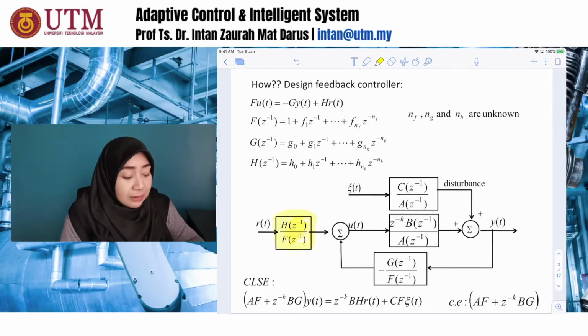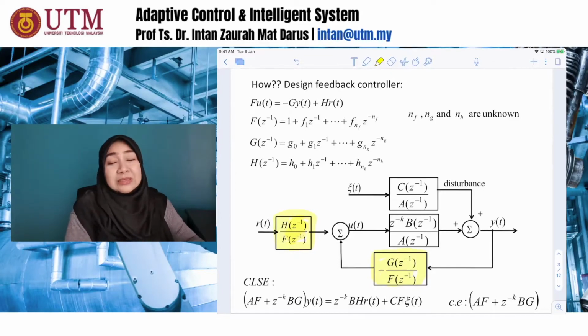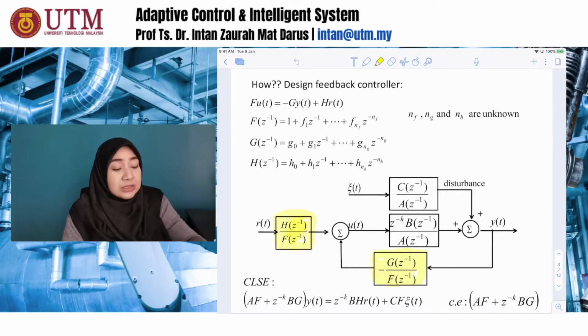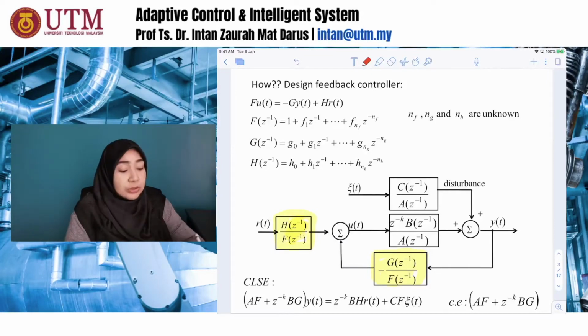At the same time, I will keep the controller similar to the previous exercise, where we have the controller as G over F with a negative sign there. So that controller is a negative feedback to our system with the polynomial G over F. What we want to do is design this controller so that it cancels our noise polynomial C from the response of our system. At the same time, it can also ensure the stability of the system by designing a set of desired poles.